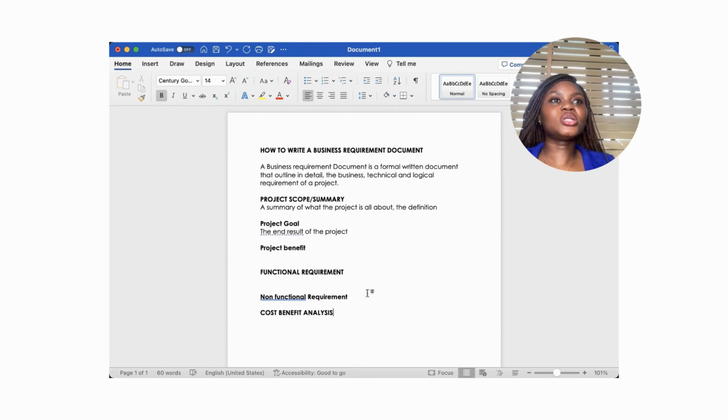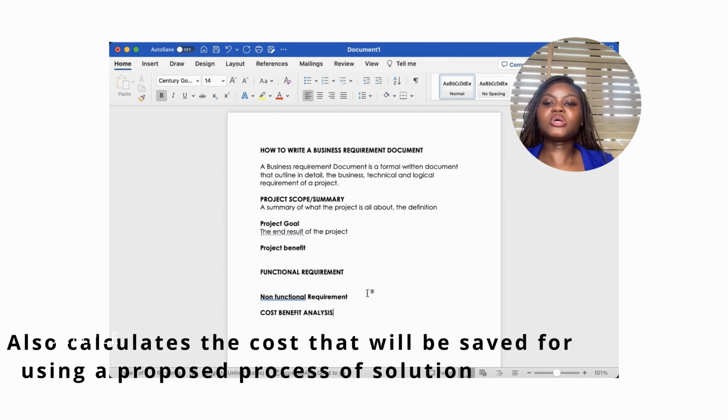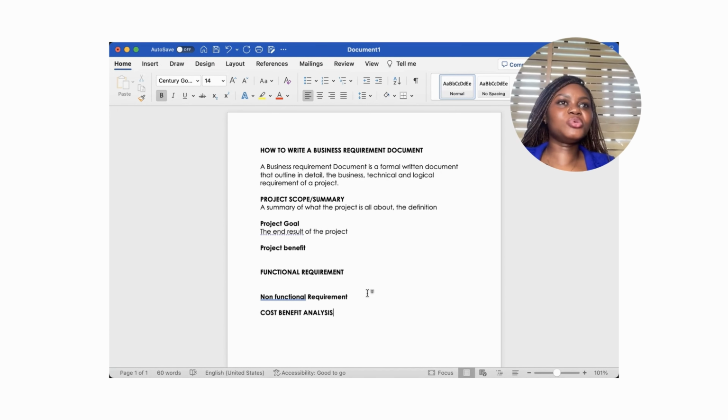So there's something we call a cost benefit analysis. A cost benefit analysis kind of does a justification for the entire cost that will go into the project and the value that will be derived, taking into consideration the costs that have gone into the project. What am I trying to say? Take, for example, you want to set up a business.